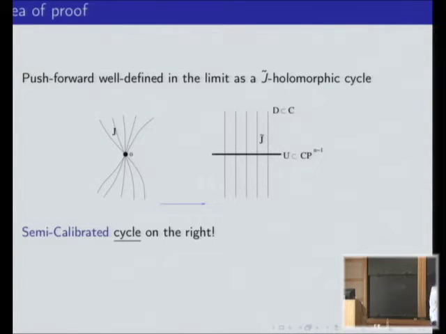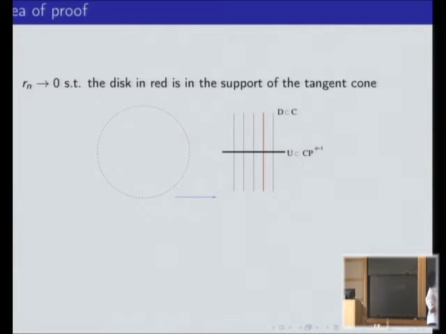Anyway, now you have a semi-calibrated cycle here, and you want to show that tangent cones here are unique. So you start from a certain sequence of radii that you've chosen on the left and say that there is a certain plane appearing in the limit, which will be transformed to this red plane. Now what we will do is we choose any other sequence of radii to make the dilations, and we want to say that this red plane will always appear in the limit.